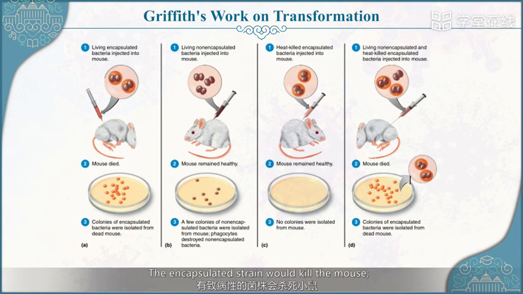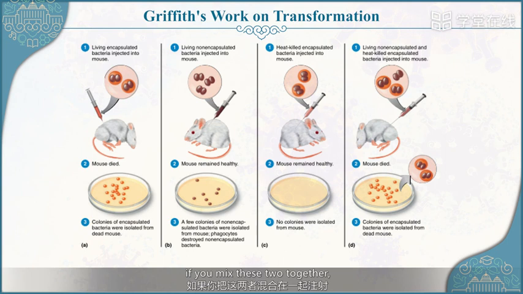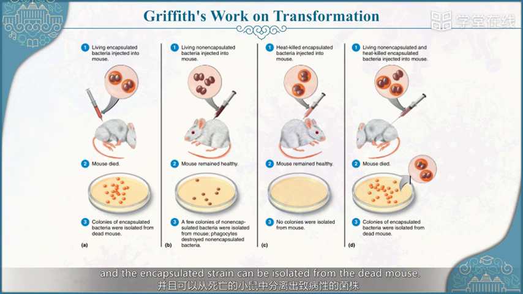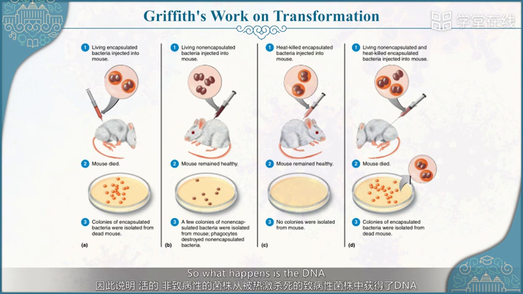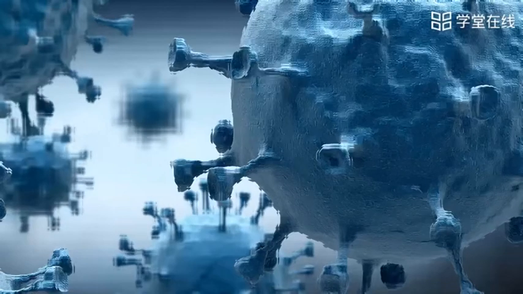The encapsulated strain would kill the mice. The non-encapsulated could not kill the mice. The mice injected with the heat-killed encapsulated strain could survive. However, if you mix those two together, the mouse dies, and the encapsulated strain can be isolated from the dead mouse. So what happens is the DNA from the heat-killed encapsulated strain transformed the non-encapsulated strain. That is transformation. Here is the video to show you how that works.